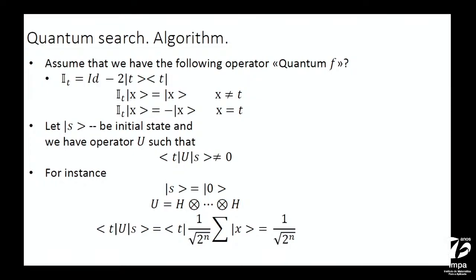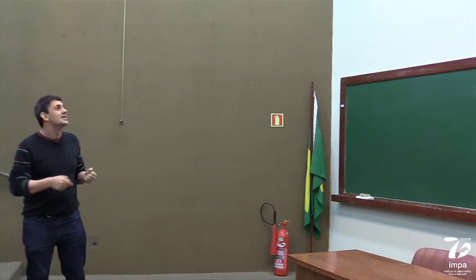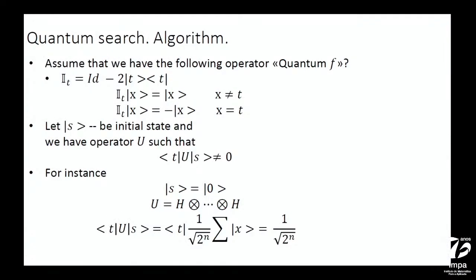Yes, because as we learned before, if we apply the Hadamard gate to the initial state 0, then we will get just the sum of all pure states, normalized by a proper value. And here it is important by which value it is normalized. It is 1 over 2 to the power n, where n is the number of qubits. And the scalar product between those for any t will be the same. It will be 1 over square root of 2 to the power n.